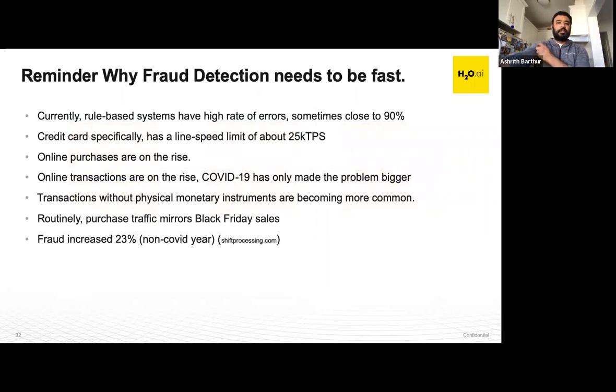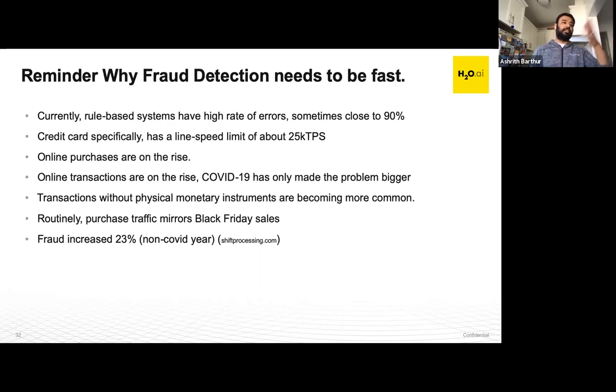Just a quick reminder about why fraud detection still needs to be fast. As I was saying, we have a really high error rate when it comes to the existing rule-based models. Credit card processing tends to have a limit. With online purchases, these numbers are only going to increase, which essentially means that fraud detection has to scale up. Fraud is increasing at a really high rate. And this is pre-COVID, by the way. This is not even post-COVID, which essentially means that this 23% might not be a real number anymore. It might be much higher than this. These are the reasons why it's important for us to scale up fraud detection.